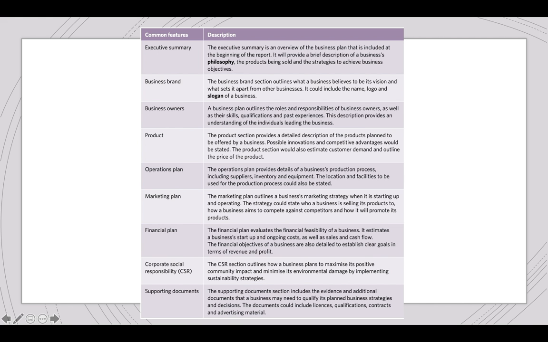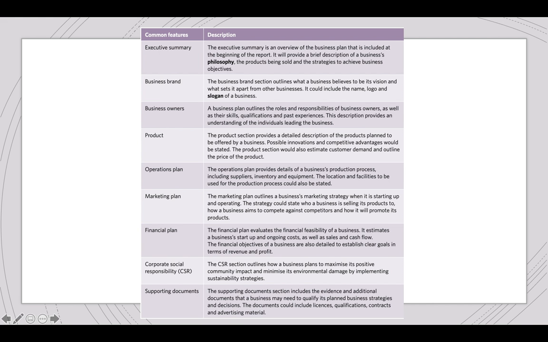The next part is the business brand. So this brand section outlines what a business believes its vision is. And often will provide the competitive advantage. Okay, what makes you different from the other businesses that are similar to yours or maybe selling the same products. So this is the section where you would include your name, logo, and slogan of the business if you do have one. Whilst this isn't necessarily as important in this particular SAC, that is something that we will look at in a lot more detail in Unit 2.